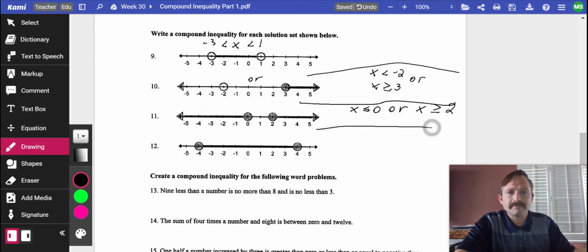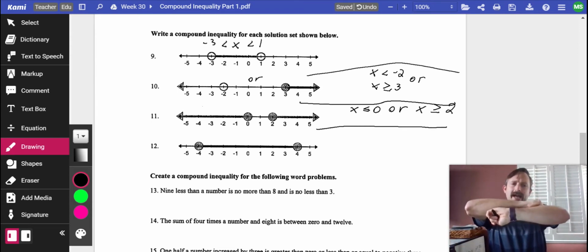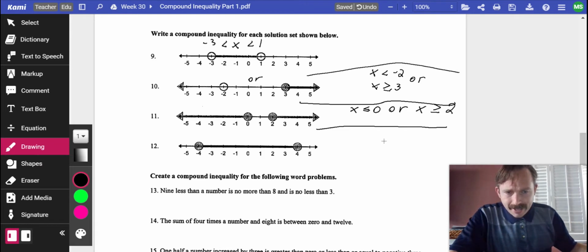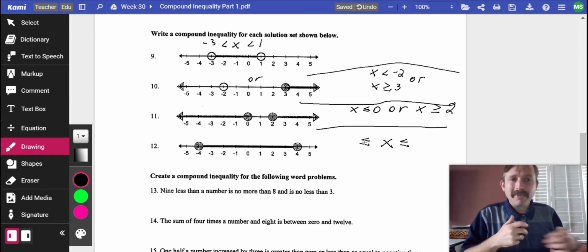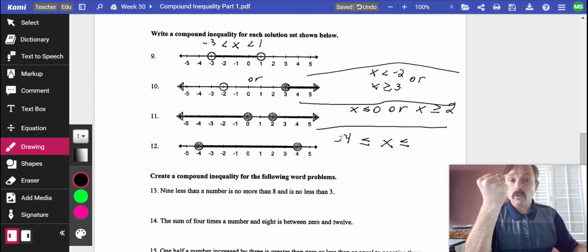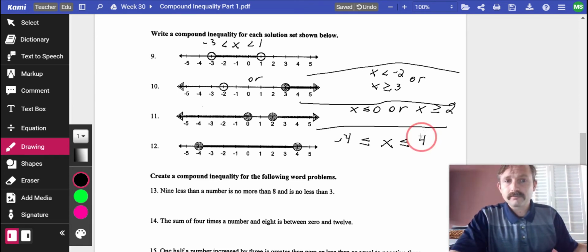Let's do this final one. Now this one's going to be an and statement because it's overlapping inequality right here. So I know that I could put and in the statement, or I can put it as one big long statement. So it's bigger than -4 or equal to, because it's a closed circle, and it's less than 4 or equal to it.